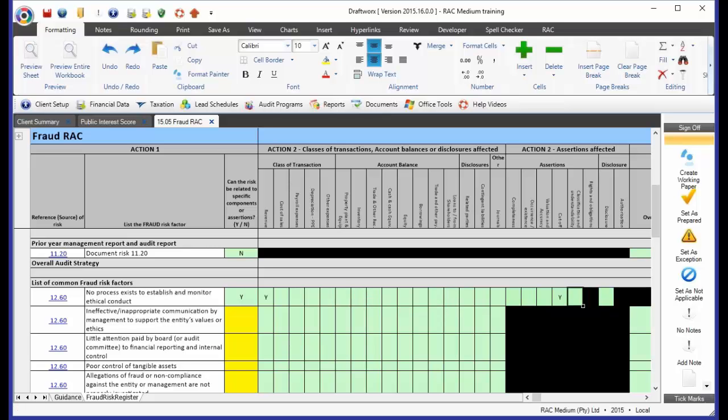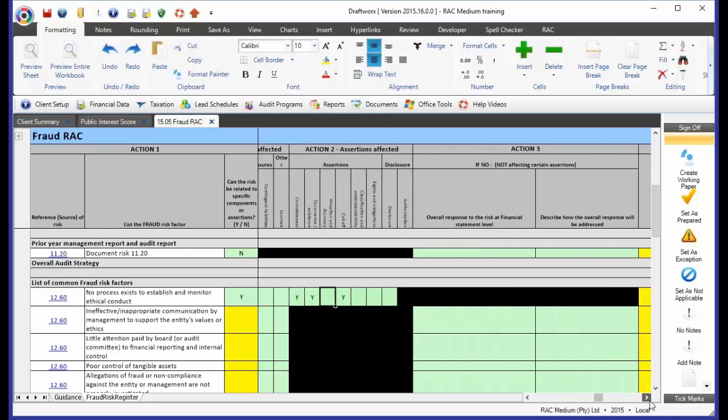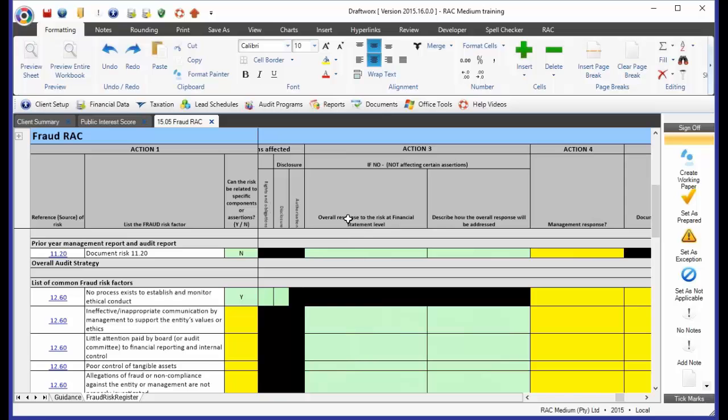So look out for the colors in these cells. We do try and guide you as much as possible to make sure that you are making appropriate responses when you are dealing with your risk assessment process here in our fraud and business RAC. So I'm going to select a few, move on to the next questions on these first two lines. Now, the next one is, because we've said we cannot link this risk to specific components and assertions, I need to go and decide what response will I then give.